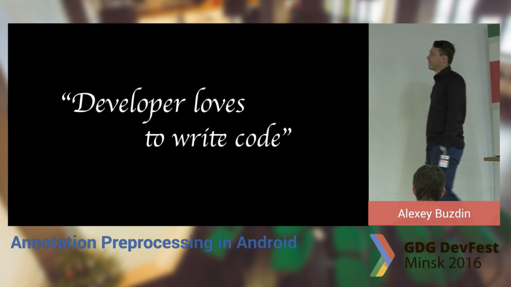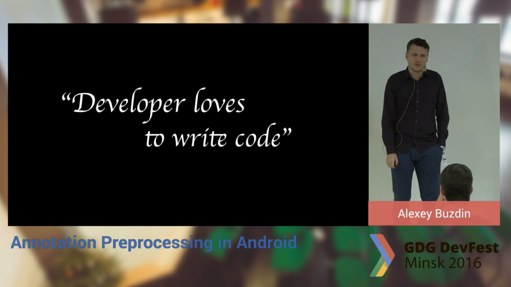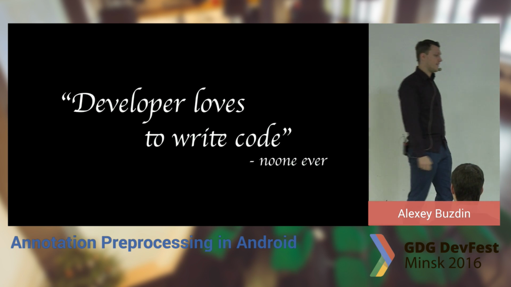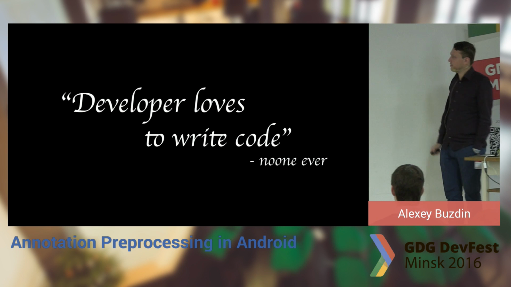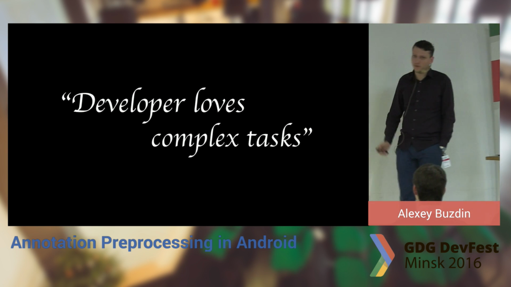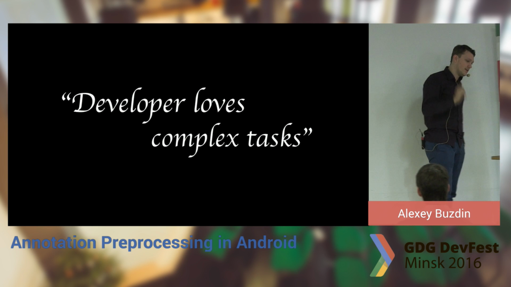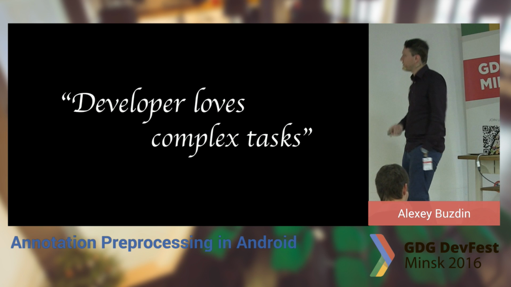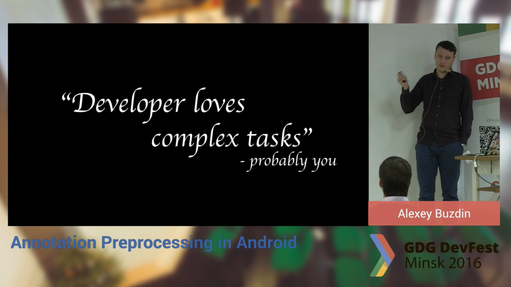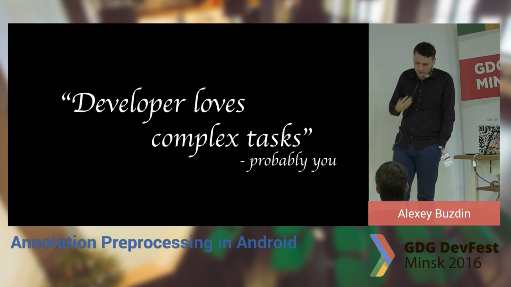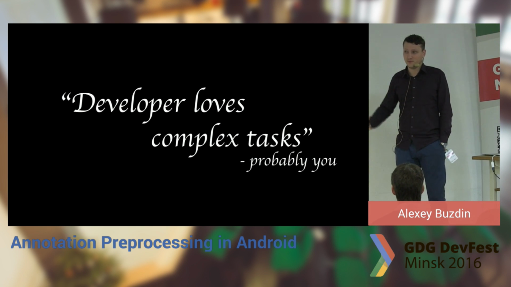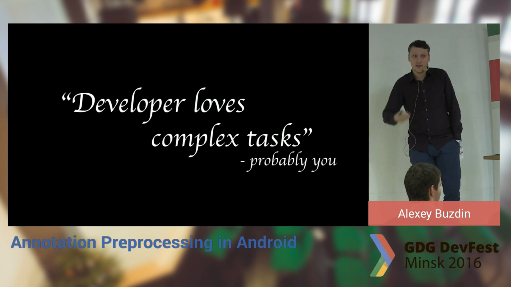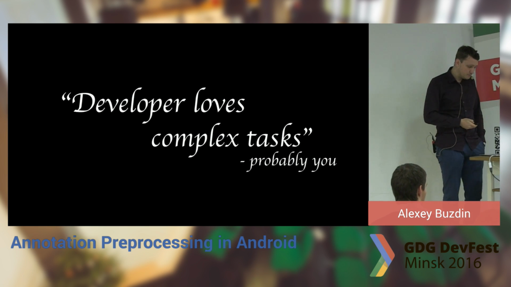And to start, I'll start with a quote. Developers love to write code. Do you agree with it? Yeah, so I would say no one says this. Why? A lot of people say stuff like this. Developers love to solve complex tasks because we're all about the challenge. We like to solve them. And probably you think this as well. So our aim as a programmer is to not write boring stuff, but write cool stuff. This is why we're choosing libraries instead of writing it yet again in plain Java or Kotlin or whatever.